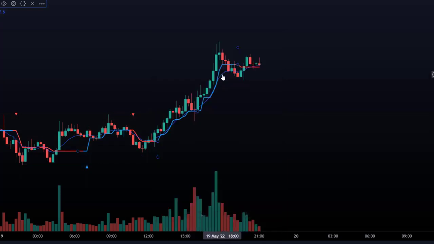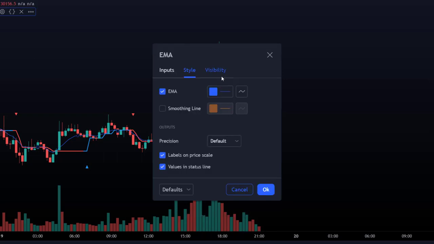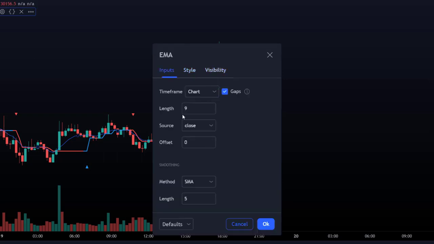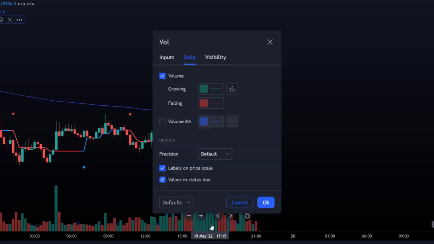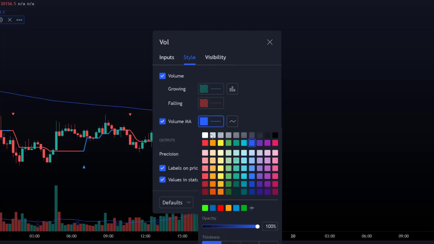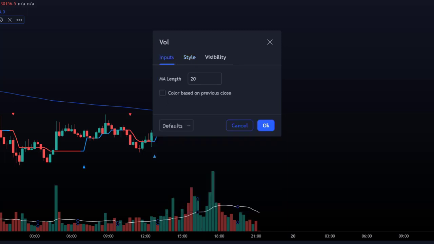Secondly, we change the length of the EMA. Double-click on the EMA and change the length from 9 to 200. Finally, we add another moving average to the volume indicator and change the length to 30. Also, I make the color white so we don't confuse it with the other moving average.